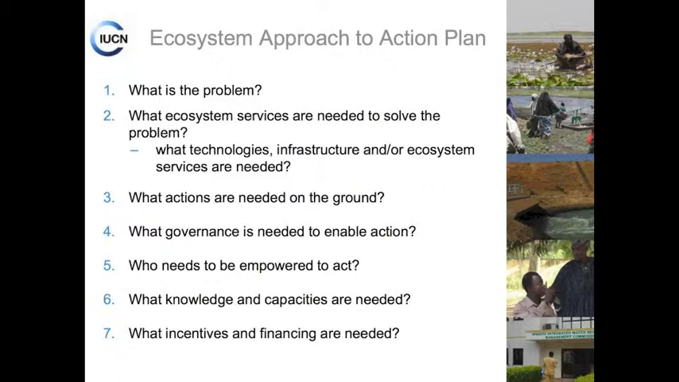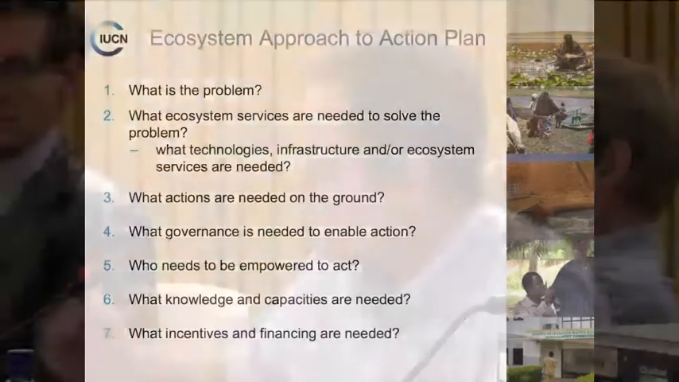An example we'll get back to is how might knowledge of values of ecosystems help, for example? What kinds of capacities do people need to do things differently? And the seventh question is, what incentives and what financing do you need to put this into place? So, these are my 7 questions about how you can think about, in a practical sense, a means of building an action plan based upon the ecosystem approach.